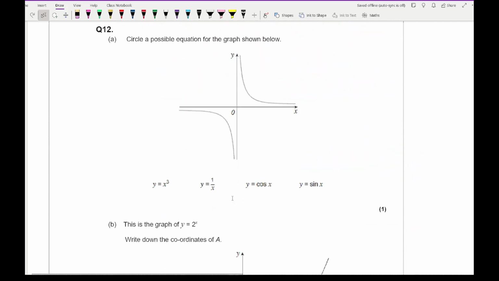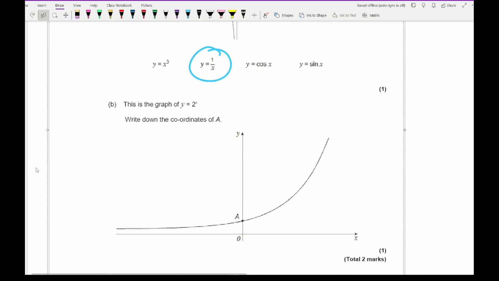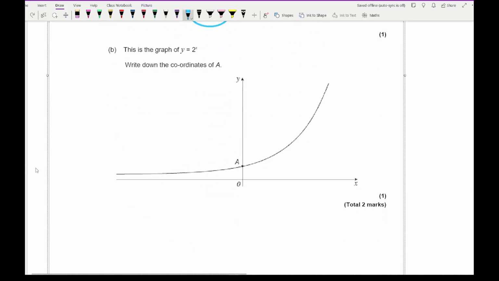Moving on to question 12, it says circle the possible equation for the graph shown below. Now this is what we call a reciprocal graph, and so which of these equations represents a reciprocal? Well, it's going to be our second option. Question 2 then says this is a graph of y equals 2 to the power of x, write down the coordinates of A, and with these they always intercept at 1, so the coordinate of that point is going to be (0, 1).